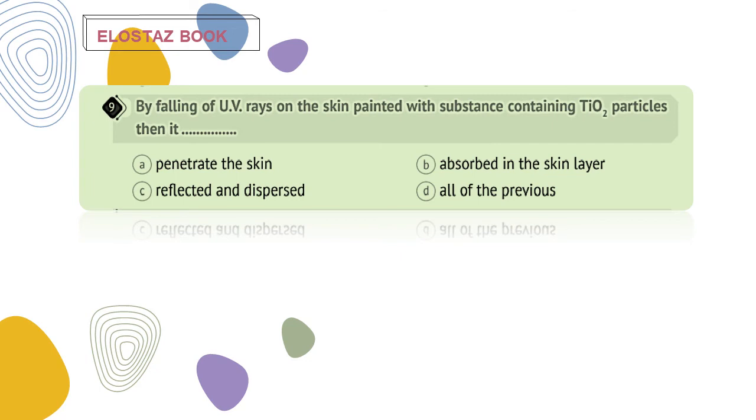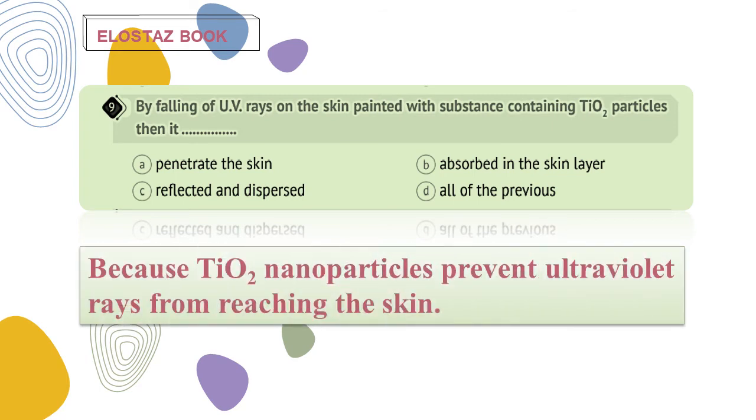If we discuss our answer here, we have titanium dioxide nanoparticles that prevent, nanoparticles meaning there are no spaces in the layer containing titanium dioxide, preventing the ultraviolet rays from reaching the skin. So the right answer will be reflected and dispersed, meaning that it will not affect the skin or cause any harm to the skin. So the right answer will be letter C. Okay, let's go into question 10.